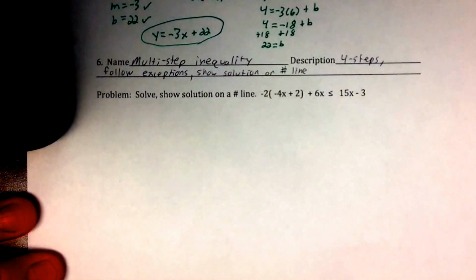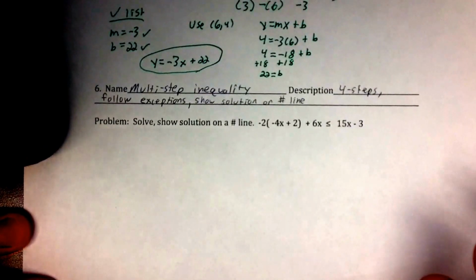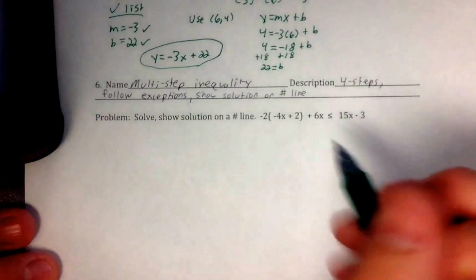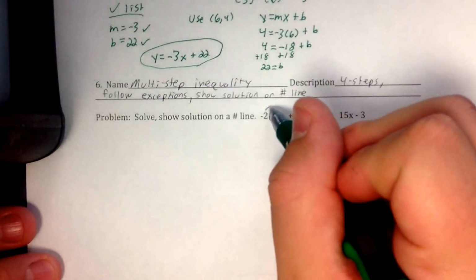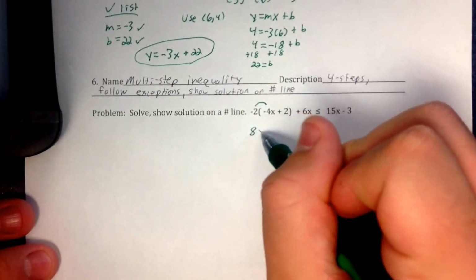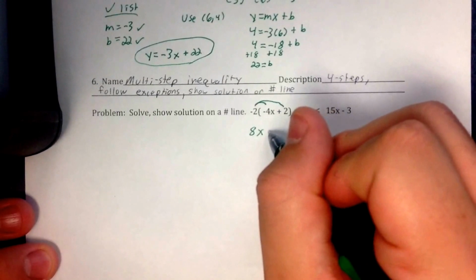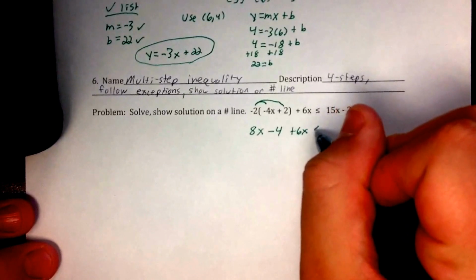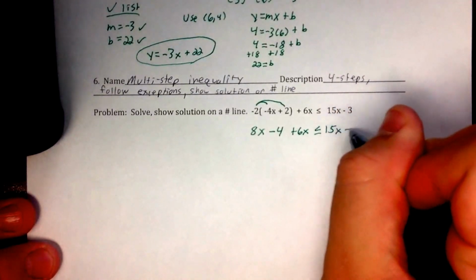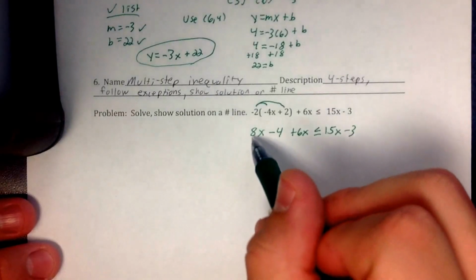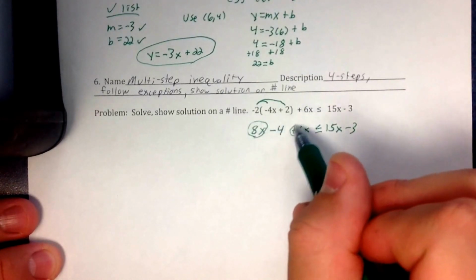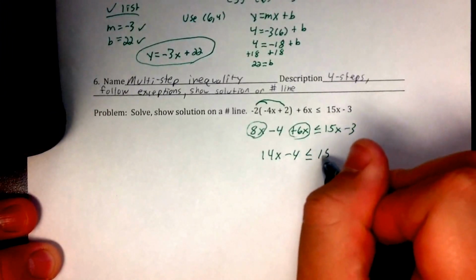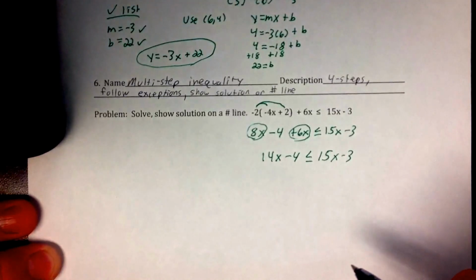Okay, 6 is a multi-step inequality, so I'm going to do my 4 steps, follow exceptions, and show the solution on a number line. So my first step again would be distribute. So I'm going to take -2 times -4x, which is 8x. Sorry, -2 times 2 is -4, plus 6x, less than or equal to 15x minus 3. Then on the left-hand side, I can go ahead and add together 8x and 6x to get 14x minus 4, less than or equal to 15x minus 3.